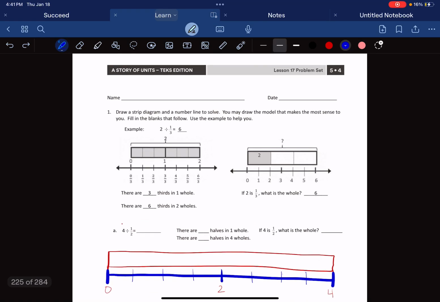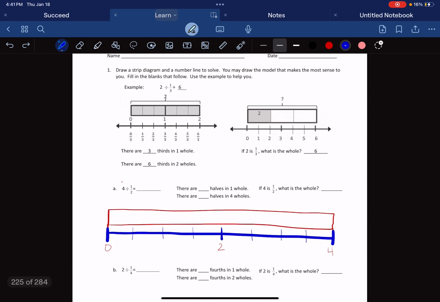Right, so this is for Module 4, Lesson 17. This is the problem set. Remember, the problem set is very similar to the homework, but it has different numbers being used, so it can be used for examples. I'm looking here at number 1.